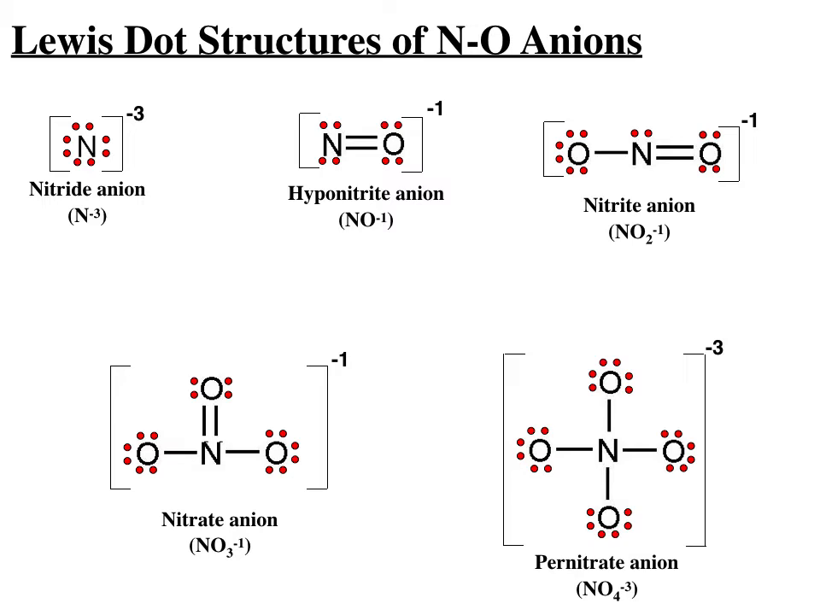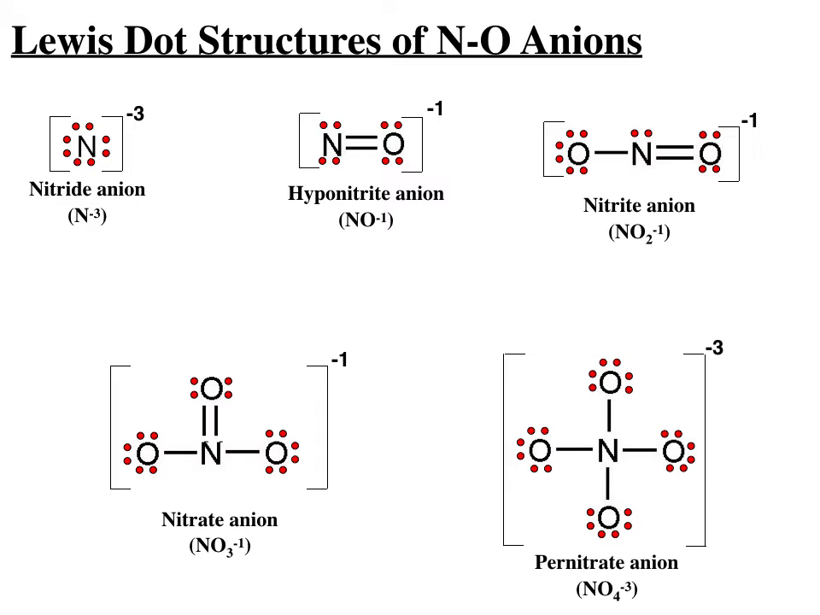Finally, we should note that there'd be 3 resonance structures possible for the nitrate anion. I'm showing the one where the N is double bonded to the top O. It could also be N double bonded to the left O or N double bonded to the right O equally well. So there are 3 resonance structures of the nitrate anion.